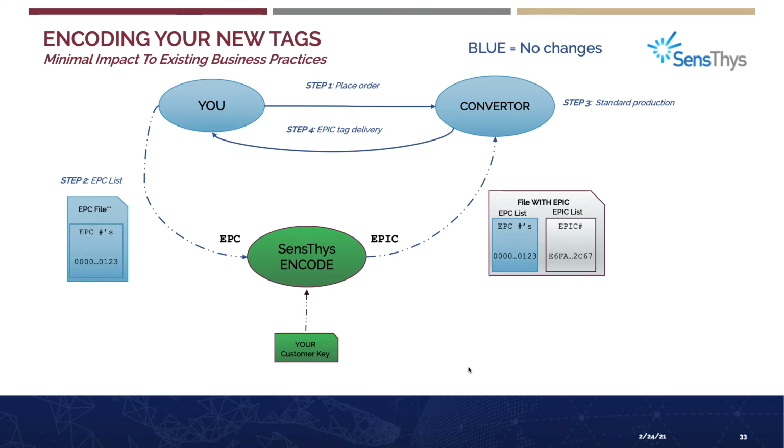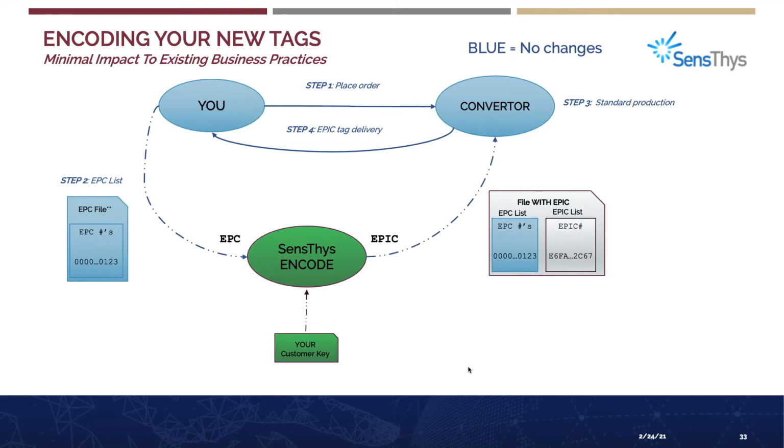Maybe it's very simple, but effectively that's what you're giving them. So instead of giving them that data, you just pass that data through SensThys, and today we're doing that on our premises, but eventually there'll be a cloud service that you just log into. Effectively, all we do is input whatever data you have. We take your customer key, and this data can be unique to you. We encode this with Epic, and we provide that data file to your converter for you.